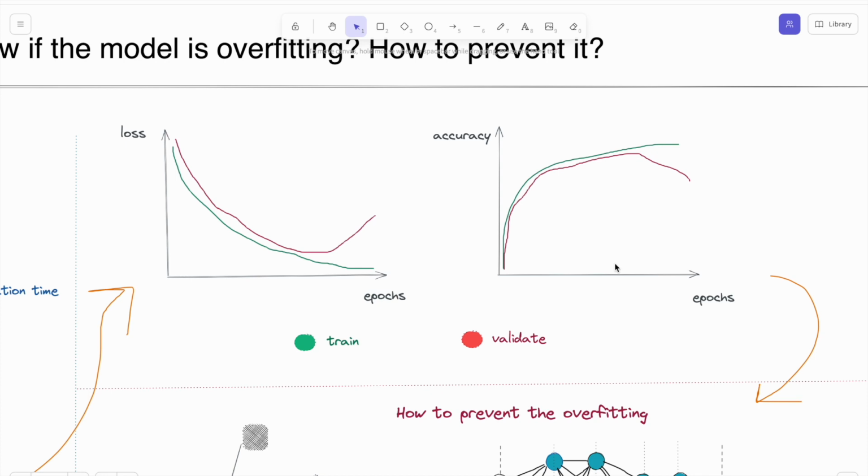So the simple answer: observe the metrics of validate and train and compare them. If they are increasing or decreasing together, there is no problem. There is no overfitting. But if validate loss or accuracy or other metrics started to differentiate from the training values, like in this case, validate loss started to increase, that means there is overfitting here. Of course, you can observe other metrics, but these are the common metrics that help us to understand the overfitting situation. How to prevent it?